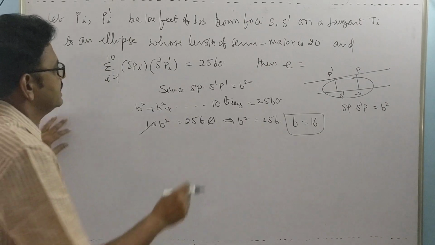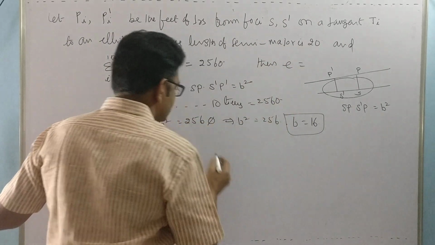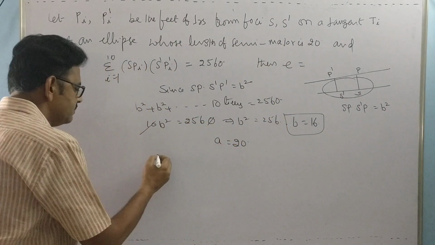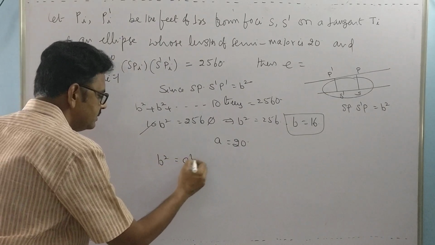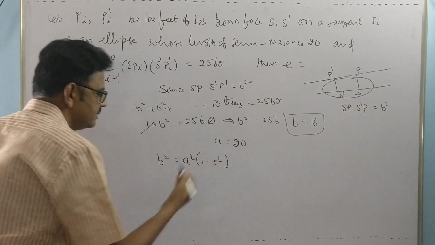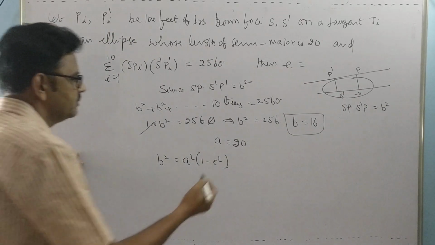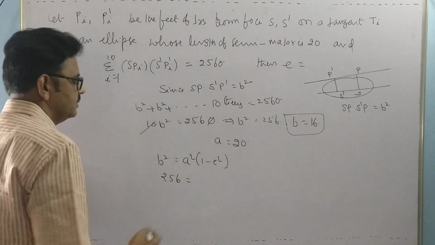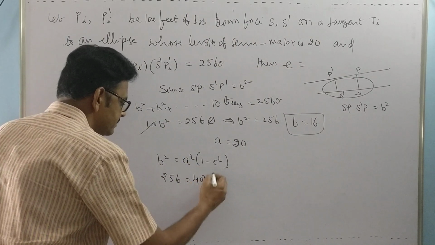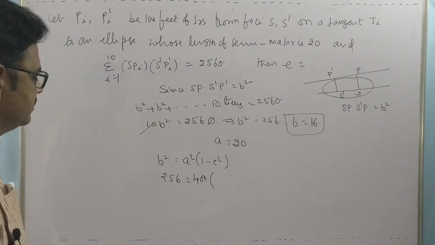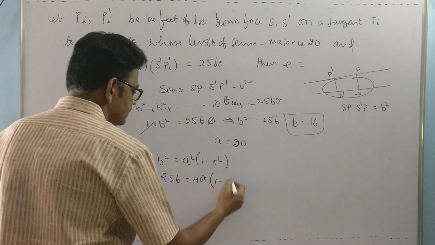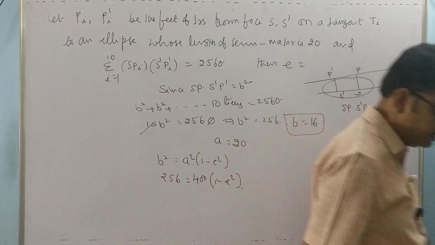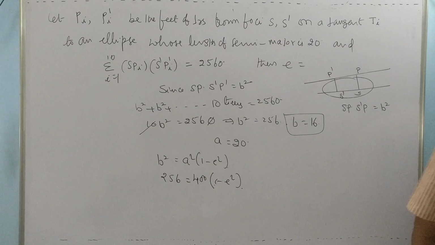And also given the length of semi-major axis, a is equal to 20. Now what is the formula for b square? b square is equal to a square into 1 minus e square. b square is 256, so 256 is equal to 400 into 1 minus e square. From this you get the e value.